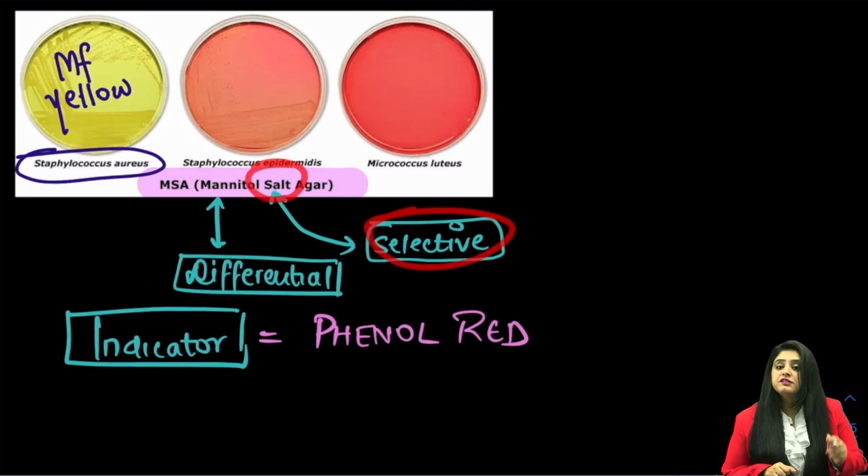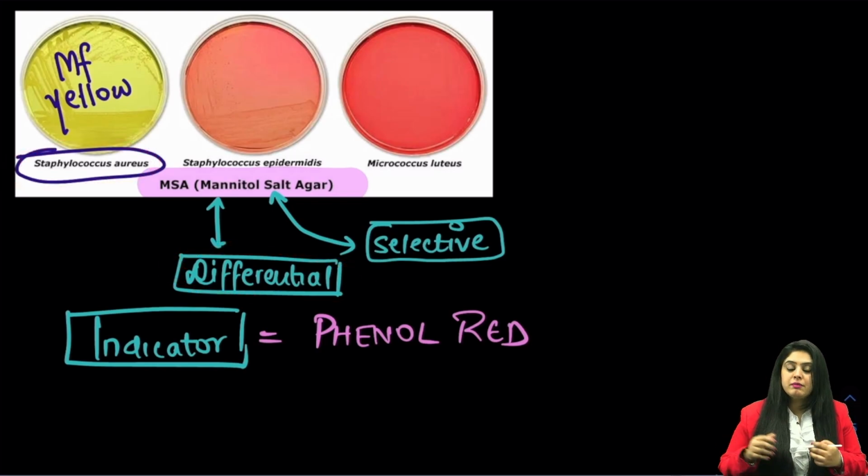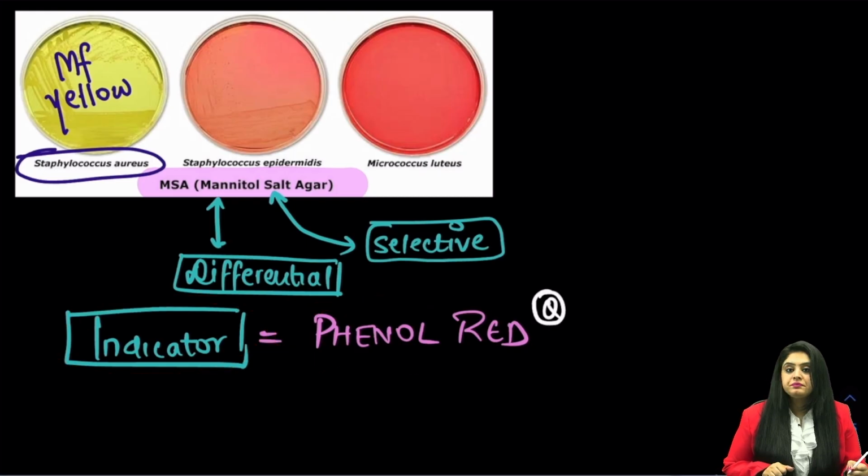Selective because it has salt, selectively grows staph. Differential because it tells me the difference between mannitol and non-mannitol fermenters. An indicator because it has an indicator called phenol red.